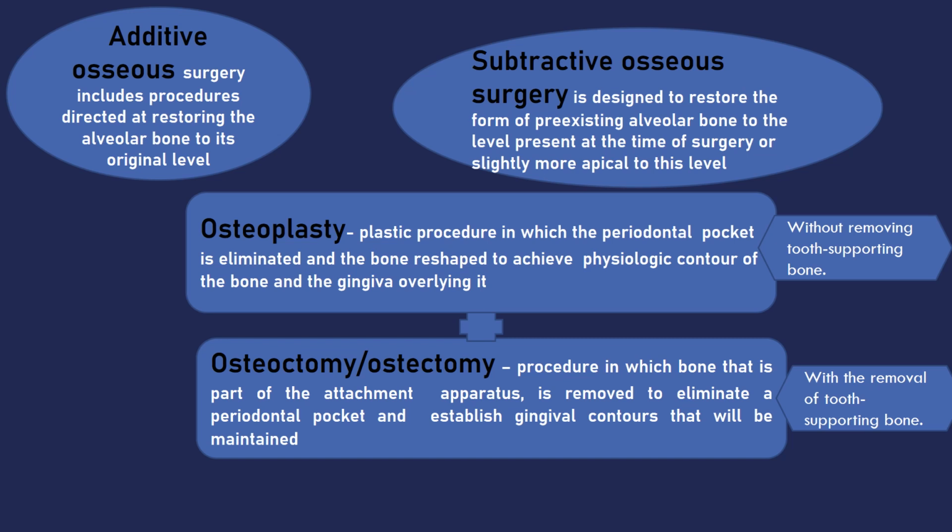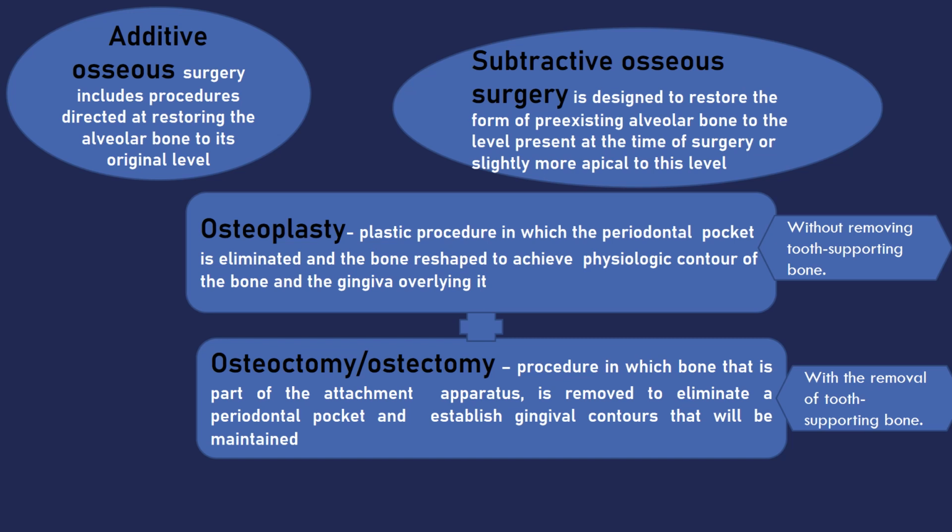So that is osteoplasty. What is osteoplasty? This is the osseous surgery procedure in which the periodontal pocket is eliminated and the bone reshaped to achieve the physiological contour of the bone and the gingiva overlying it. Plasty means shaping. We studied gingivoplasty also, which is the shaping of the gingiva. So this is the shaping of the bone, without removing tooth-supporting bone.